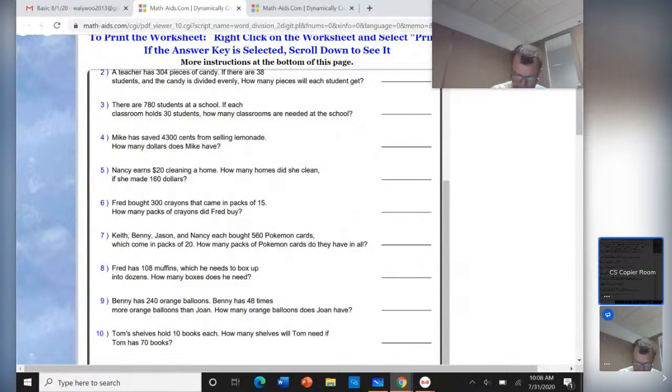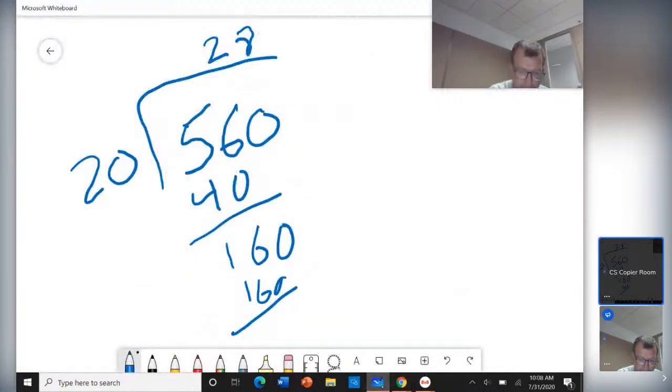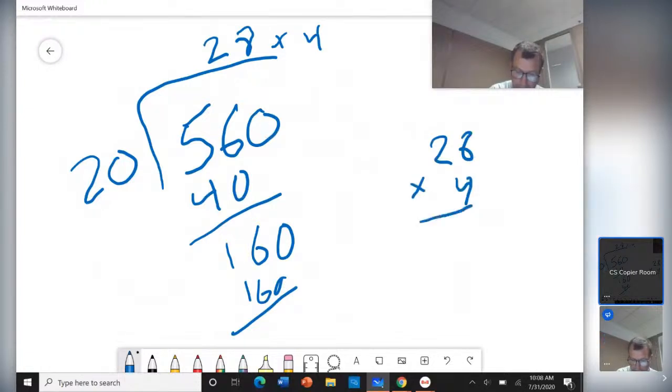Okay. Now let's go back to what we did. So 28 packs is how much each of them has, but it says how many packs do they have in all. So then you'd have to multiply that times 4, and 28 times 4, that's 32, carry the 3. So in all, they have 112 packs.